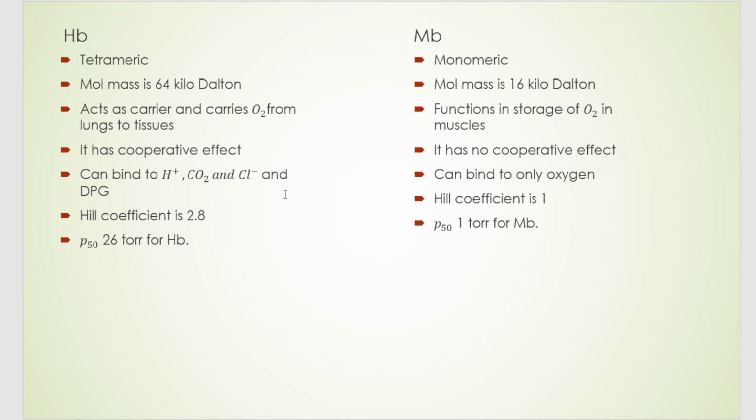And hemoglobin, other than oxygen, can bind to H+, DPG, carbon dioxide, and Cl-, whereas myoglobin does not bind to anything other than oxygen. The Hill coefficient value is high, around 2.8, whereas that for myoglobin is 1. And P50, that is percentage oxygenation, is also high, 26 torr for hemoglobin, whereas for myoglobin it is only 1 torr.